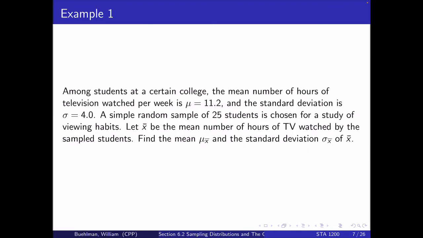Example 1. Among students at a certain college, the mean number of hours of television watched per week is mu, which equals 11.2, and the standard deviation is sigma, which equals 4. A simple random sample of 25 students is chosen for a study of viewing habits. Let X bar be the mean number of hours of TV watched by the sampled students. Find the mean mu sub X bar and the standard deviation sigma sub X bar of X bar.